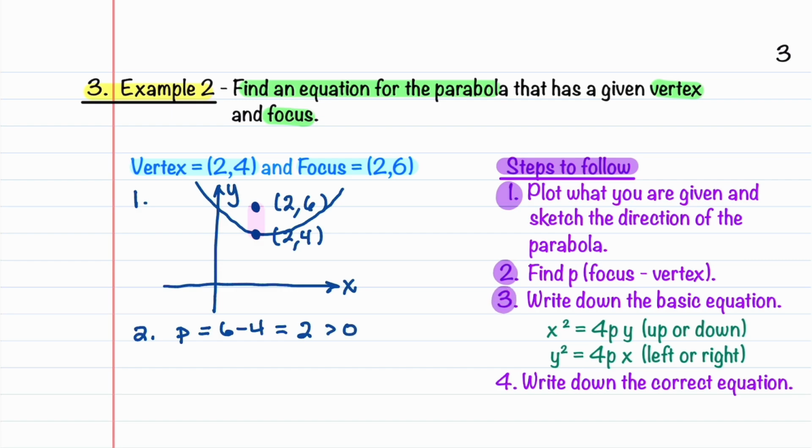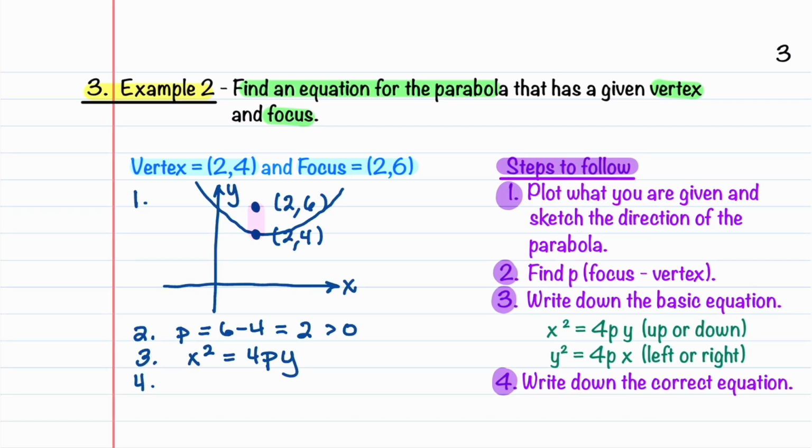Let's now look at our next step. For this step, we are going to write down the basic equation. I think it helps to not worry about the vertex at this point and just write down the general equation. Our parabola opens upward, so we're going to have an x squared, and the basic equation is going to be x squared is equal to 4p times y. Now what we can do is use that equation as a guide and write down the equation and put in our vertex and our p.